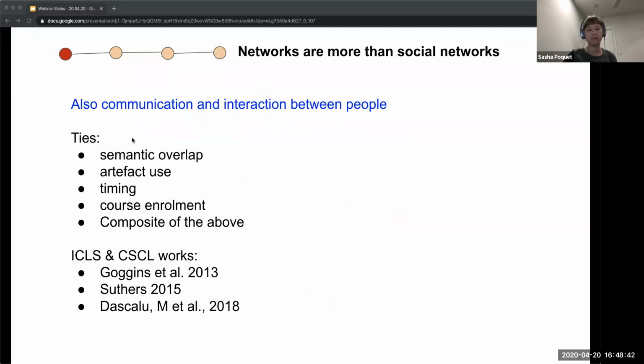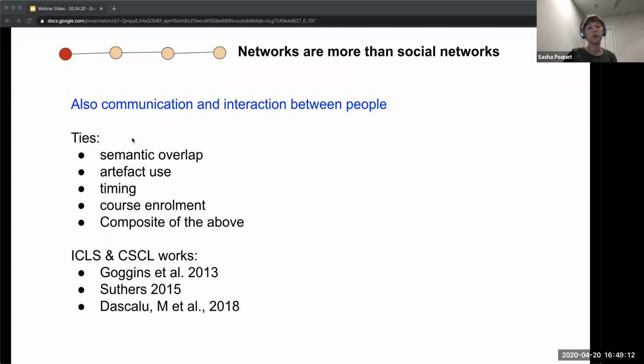And besides the different types of nodes and entities that can be placed within a graph, we also conventionally look at relations between people, and normally the ties between them are referred to as communication ties or interaction ties. However, in reality, the operationalization of these ties can happen through semantic overlap or artifact use or timing of when the learners are doing something, or could be course enrollment or composite of the above.